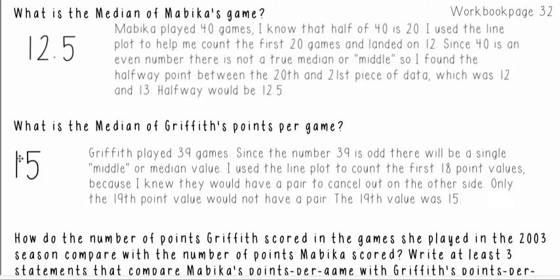That's like the strategy we use when we count X's from the left and the right side until we get to the middle. There'd be a total of 18 pairs. So only the 19th value, or the middle one, wouldn't have a pair, and the 19th value was 15.